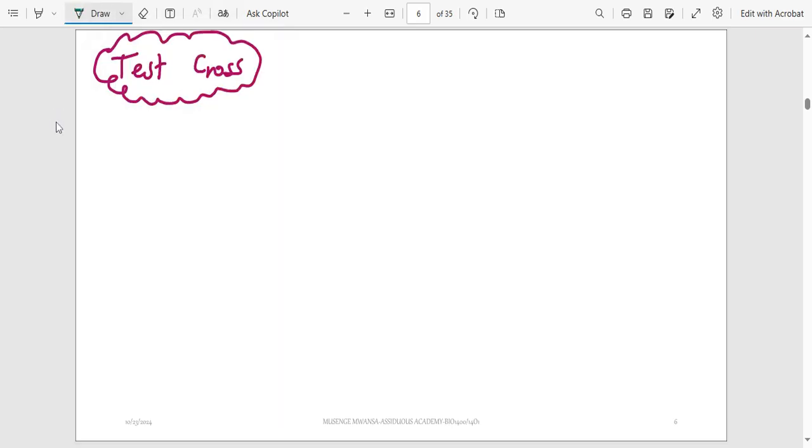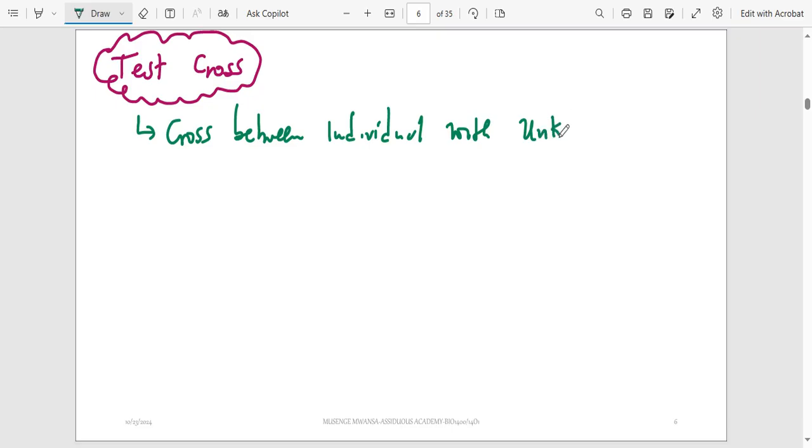A test cross is a cross between an individual with an unknown genotype and a recessive parent. Please take note of that: an unknown genotype, not phenotype. Genotype. You know their phenotype.